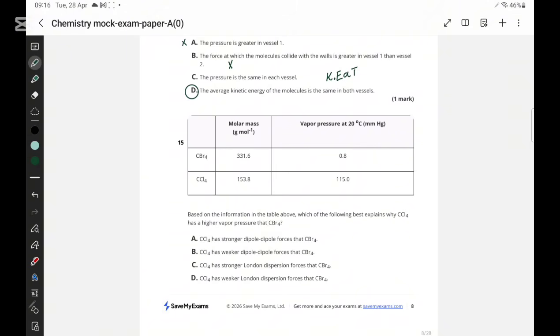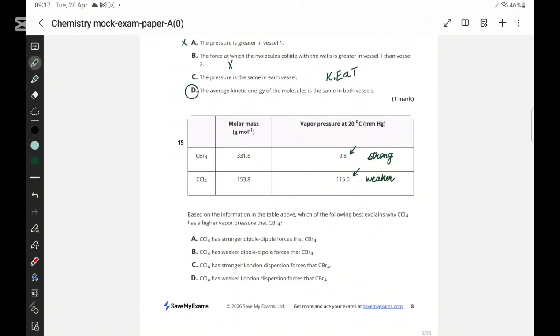So for question number 15, they are saying CBr4 and CCl4. This one has a very low vapor pressure, and this one has a very high vapor pressure. If you have high vapor pressure, that means the force of attraction is going to be weaker. This one is going to have less force of attraction, that's why it generally changes into vapor state very fast, and the other is going to have strong force of attraction.